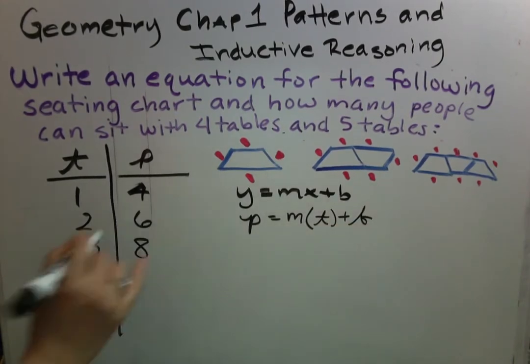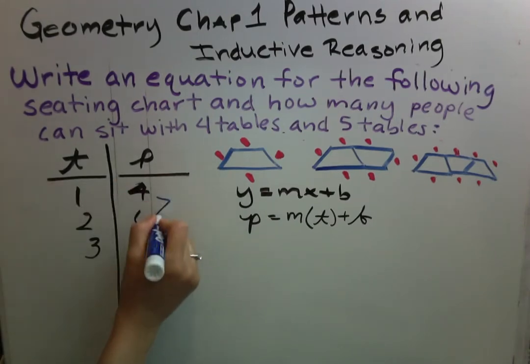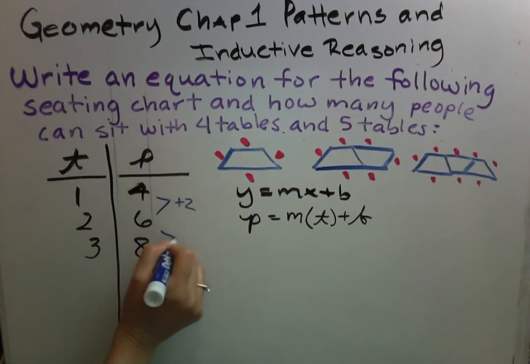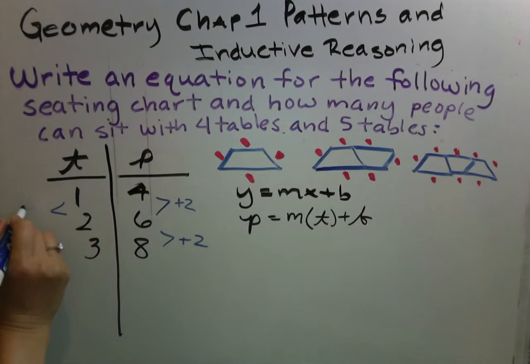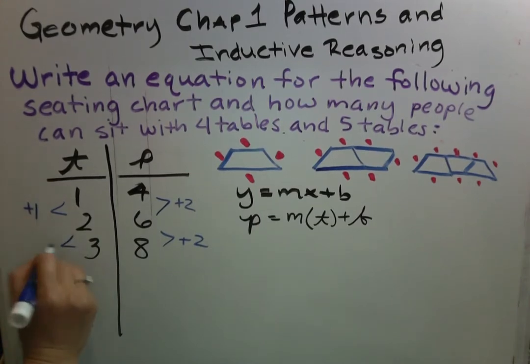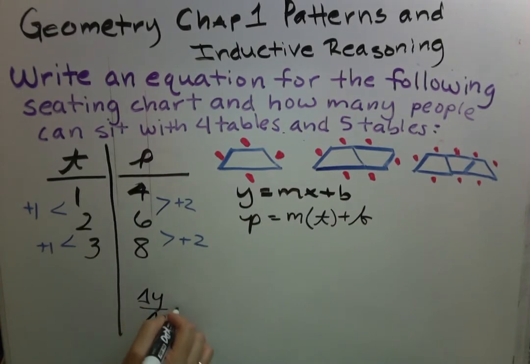Now, I like to know what the change in the y is. So the change in y here is plus 2, plus 2. It's consistent. The change in the T is plus 1, plus 1. So if you remember in algebra, the slope is the change in y over the change in x. And in this case, it's 2 over 1, which is 2.